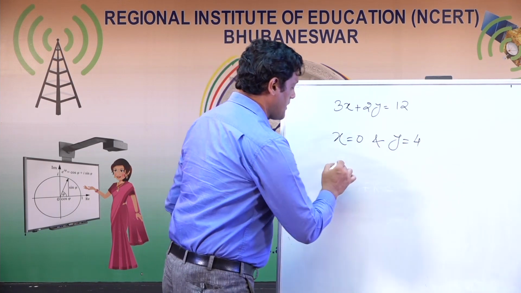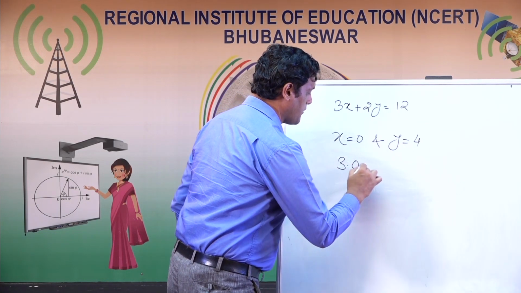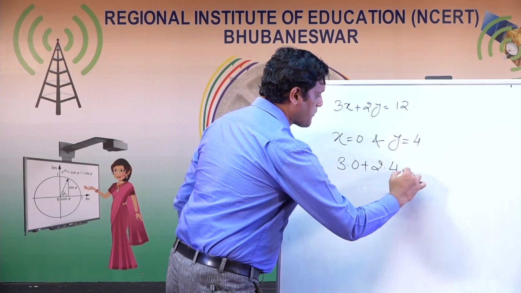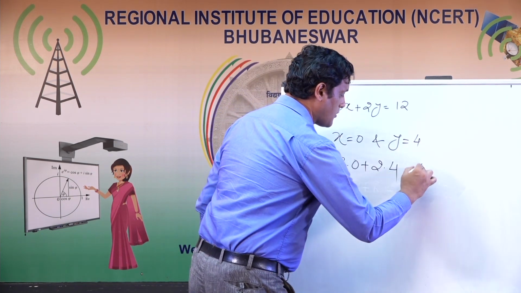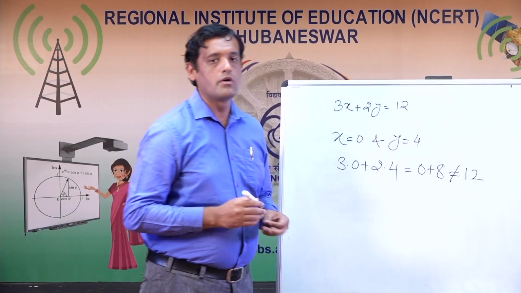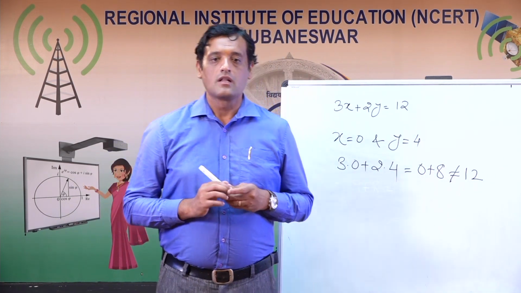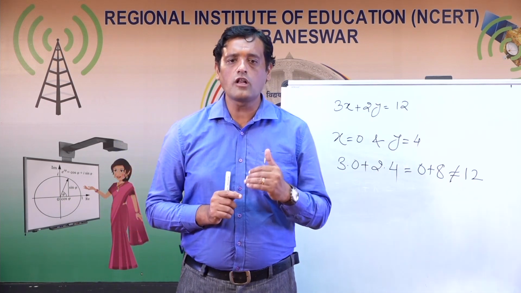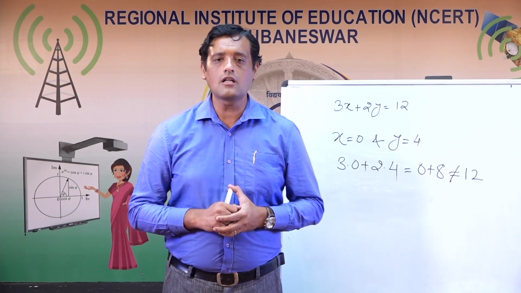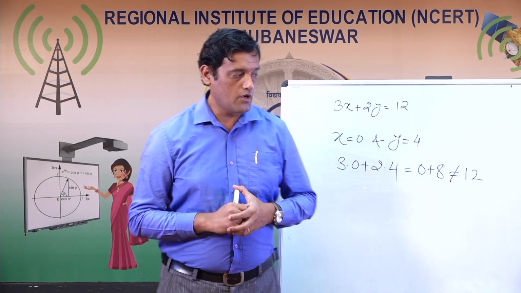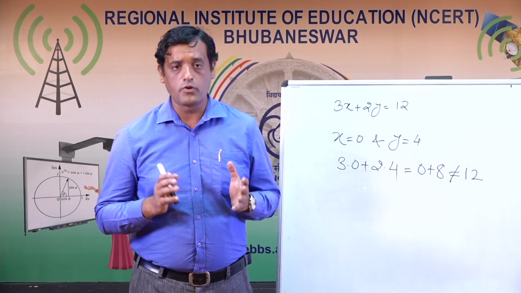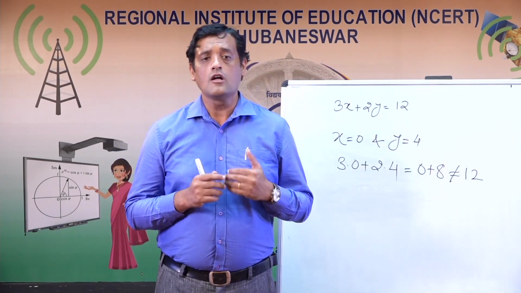So let us put these values. 3 into 0 plus 2 into 4, what are we getting? We are getting 0 plus 8. That again does not equal 12. It means that 0 comma 4 is not a solution of the linear equation in two variables 3x plus 2y equal to 12, because it does not satisfy the given equation. So hope you understand the meaning of a solution.